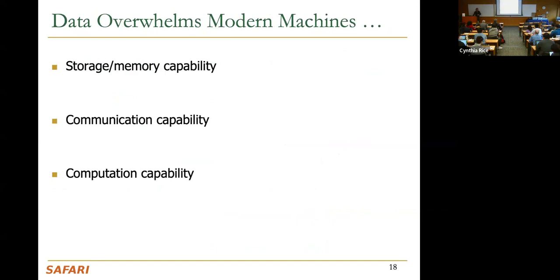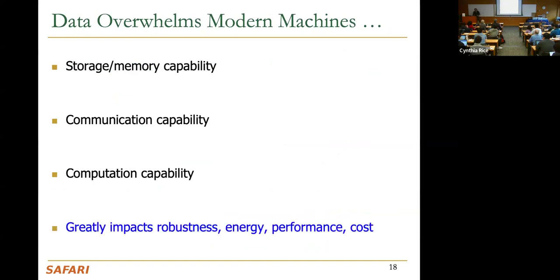Okay, so I'm giving you some examples. I think the message is data really is overwhelming our machines today. Storage capability, communication capability, and computation capability. It also is greatly impacting robustness, energy, performance, cost. Essentially, all metrics we care about.